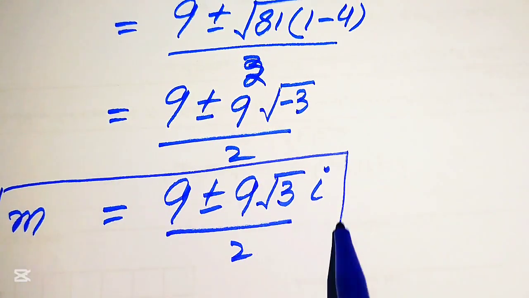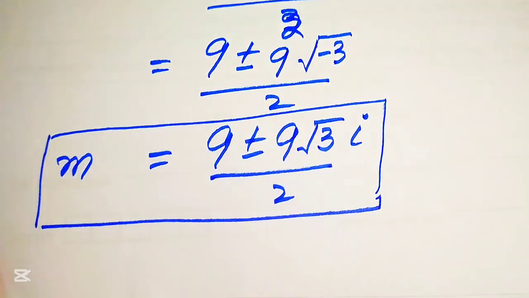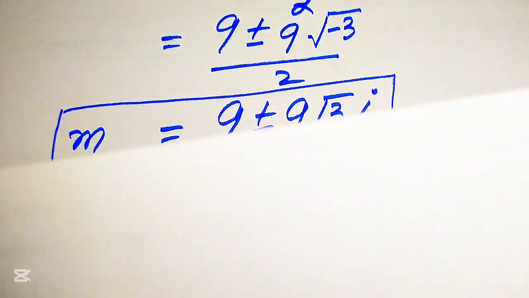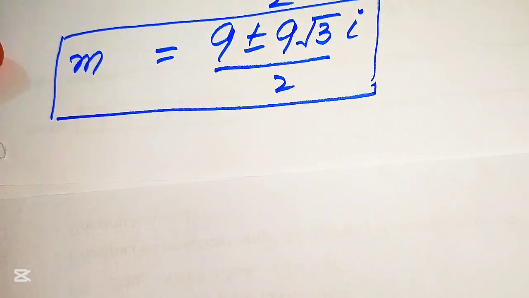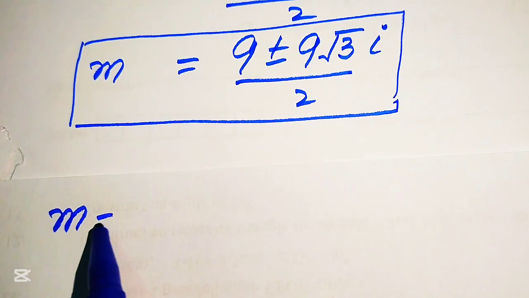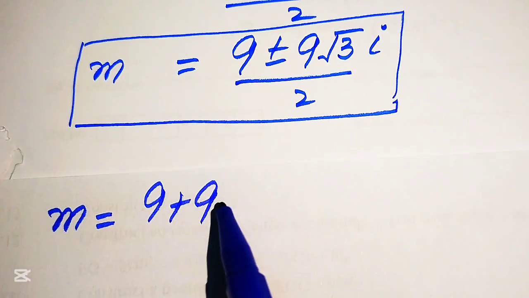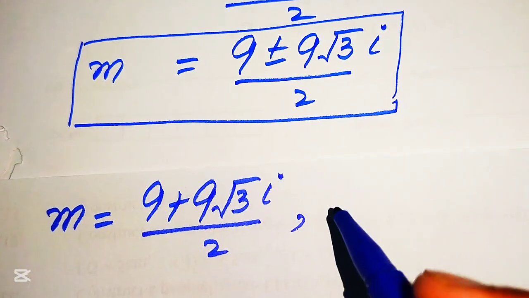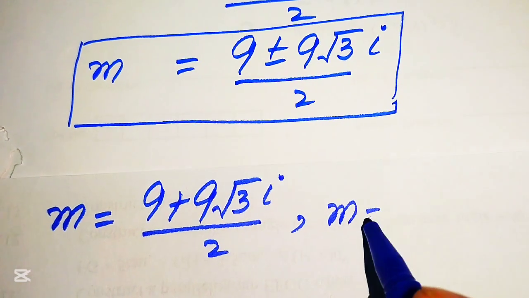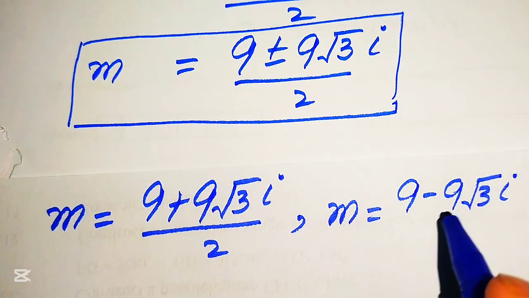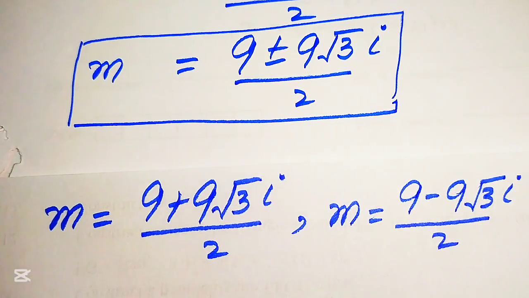These are the two complex values of m, and now we need to find the corresponding values of n. In order to find the corresponding values of n, first we write these two values separately. Here we write the positive value of m: 9 plus 9 times square root of 3 iota, divided by 2, and here we write the negative value: 9 minus 9 times square root of 3 iota, divided by 2.